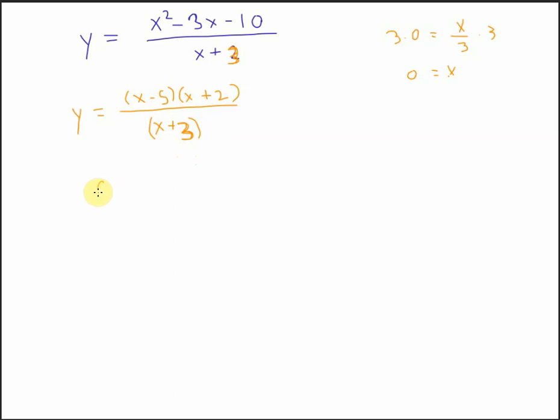Now I need to set the entire thing equal to 0. I need to know when y equals 0. So here I set it equal to 0, and I need to get rid of this denominator. This denominator isn't a 0. Remember, this is just what causes it to be undefined. So I'm going to multiply both sides by x plus 3. You're not going to have to do this every time. I'm just trying to show you that then this times 0 is 0, and you are left with x minus 5.